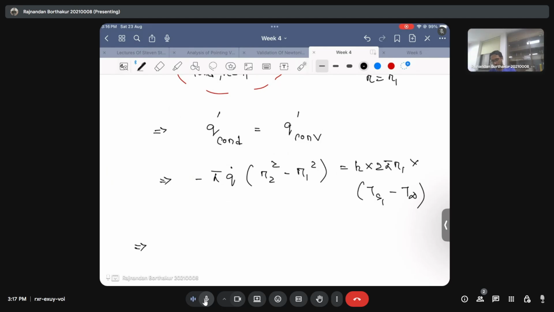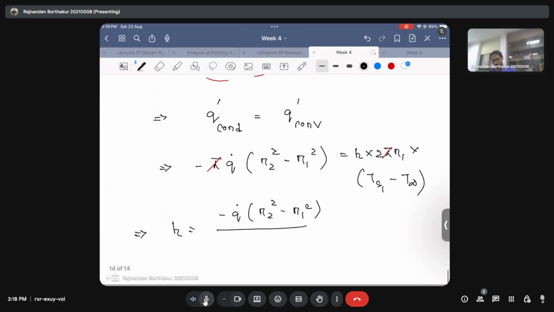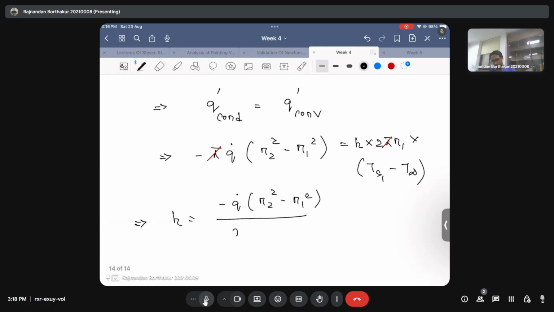From this you can come out with an expression for h, as they're asking us to evaluate h. We can still cancel something: this pi and pi get cancelled, and then I can write h as minus q dot times r2 squared minus r1 squared divided by 2 times r1 times Ts1 minus T infinity. Okay, so that is the heat transfer coefficient.